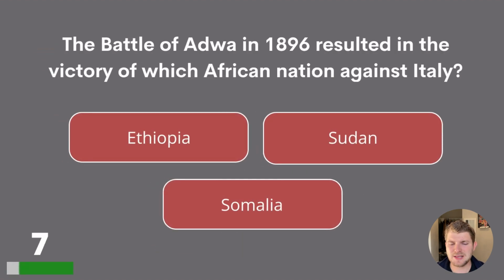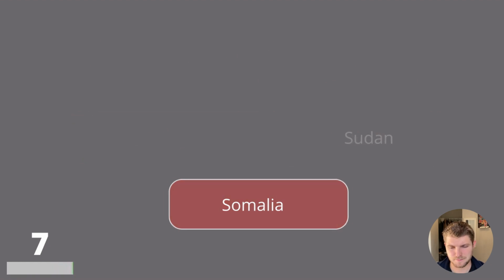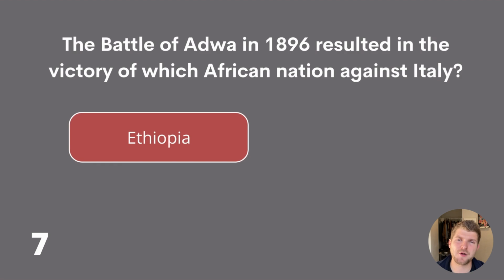7. The Battle of Adwa in 1896 resulted in the victory of which African nation against Italy? Ethiopia, Sudan, or Somalia? The answer is Ethiopia.